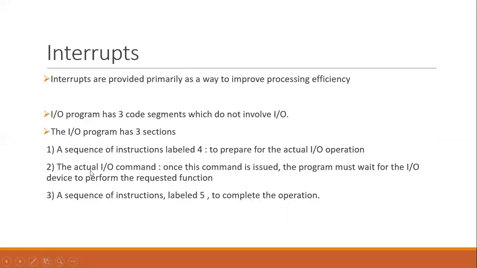Now let's talk about what an I/O program is. An I/O program has three code segments which do not involve I/O. It has three sections: a sequence of instructions labeled 4 to prepare for the actual I/O operation, and the actual I/O command. Once this command is issued, the program must wait for the I/O device to perform the requested function. Then a sequence of instructions labeled 5 to complete the operation.